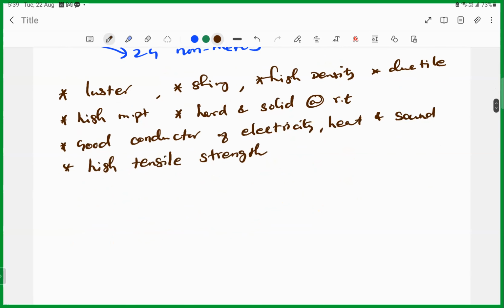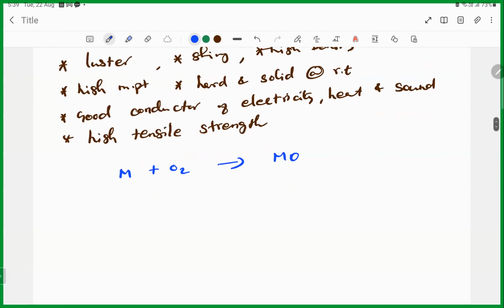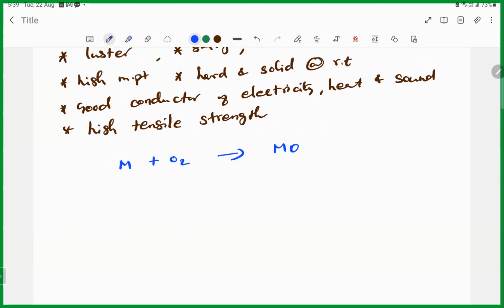Then go to the chemical properties. Usually metals burn with oxygen in the presence of air to produce metal oxide. Any metal reacting with oxygen will give metal oxide, based on the valency. The more reactive the metal, the more violent the reaction when it burns with oxygen. Many metals over a period can be blackened, or slowly react with oxygen of air, forming a dull layer of metal oxide.